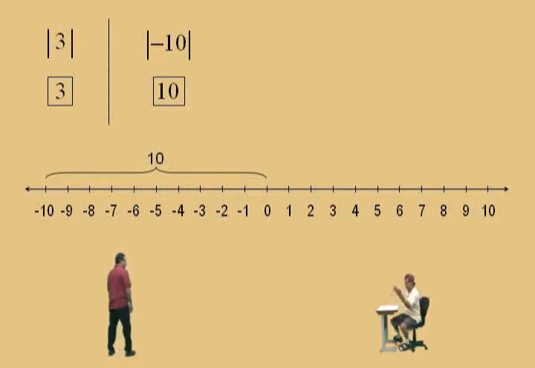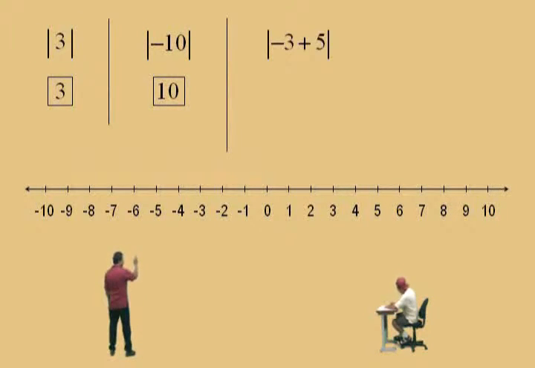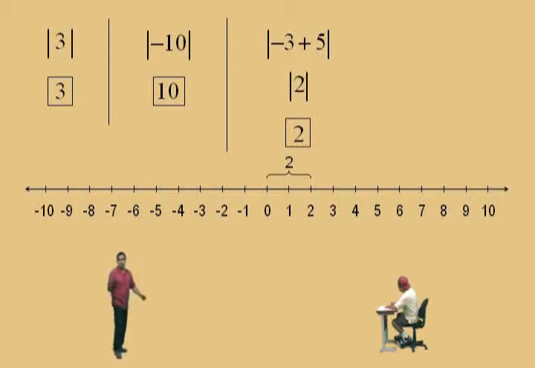There you go. All right, how about the absolute value of -3 plus 5? Well, before you do the absolute value, you've got to simplify what's inside, or do the operation that's inside. In this case, it's an addition problem. Charlie, what's -3 plus 5? 2. Now, you have the absolute value of 2. What is the absolute value of 2, Charlie? It's 2 because the distance between 0 and 2 is 2.